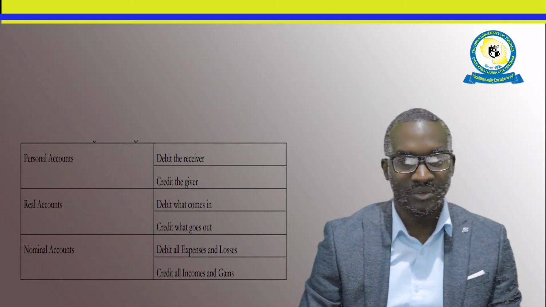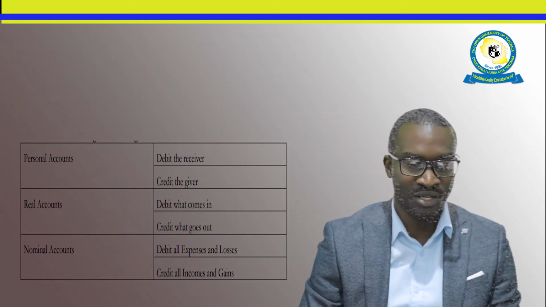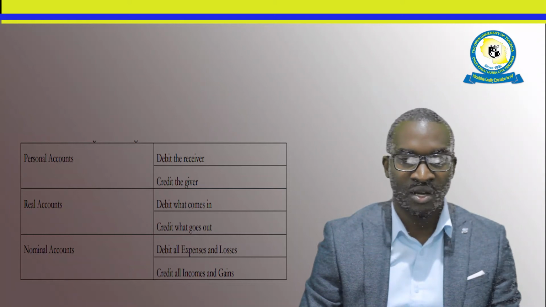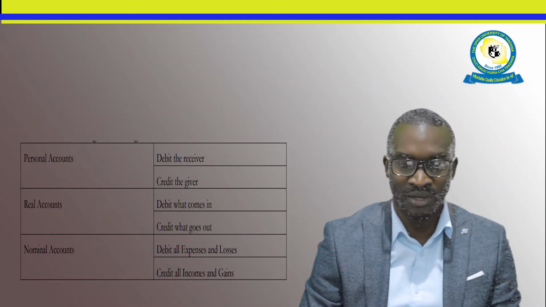Under the real accounts, you debit what comes in and you credit what goes out. I repeat, under the real accounts, you debit what comes in and you credit what goes out. Under the nominal accounts, the rule is you debit all the expenses and losses, and you credit all the income and gains.